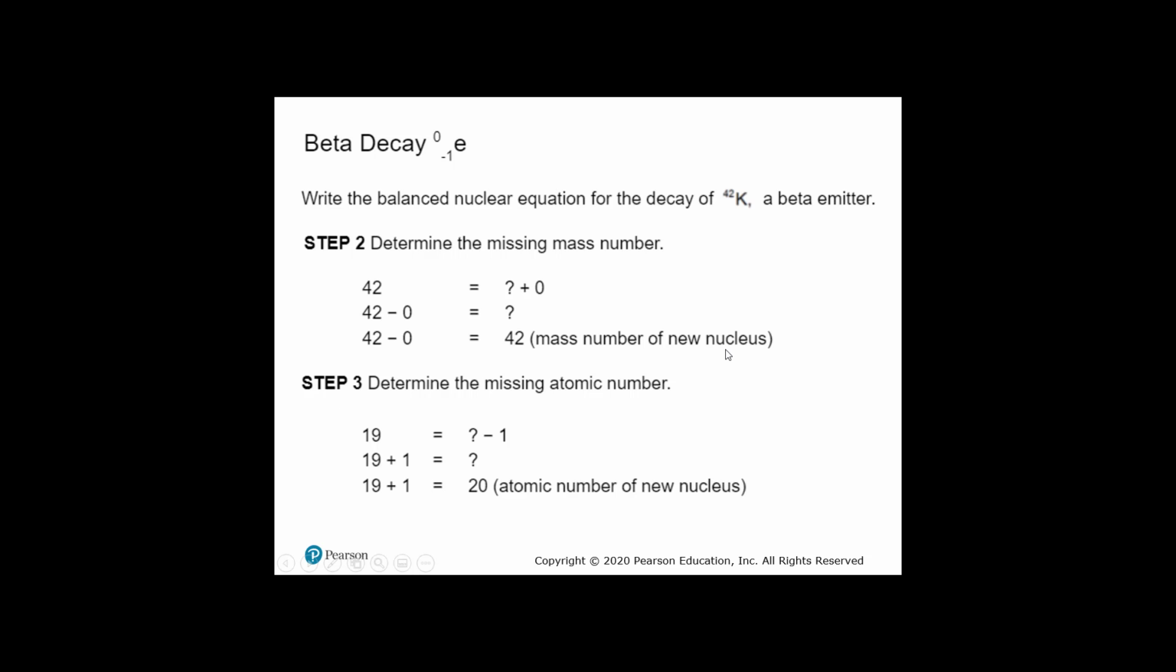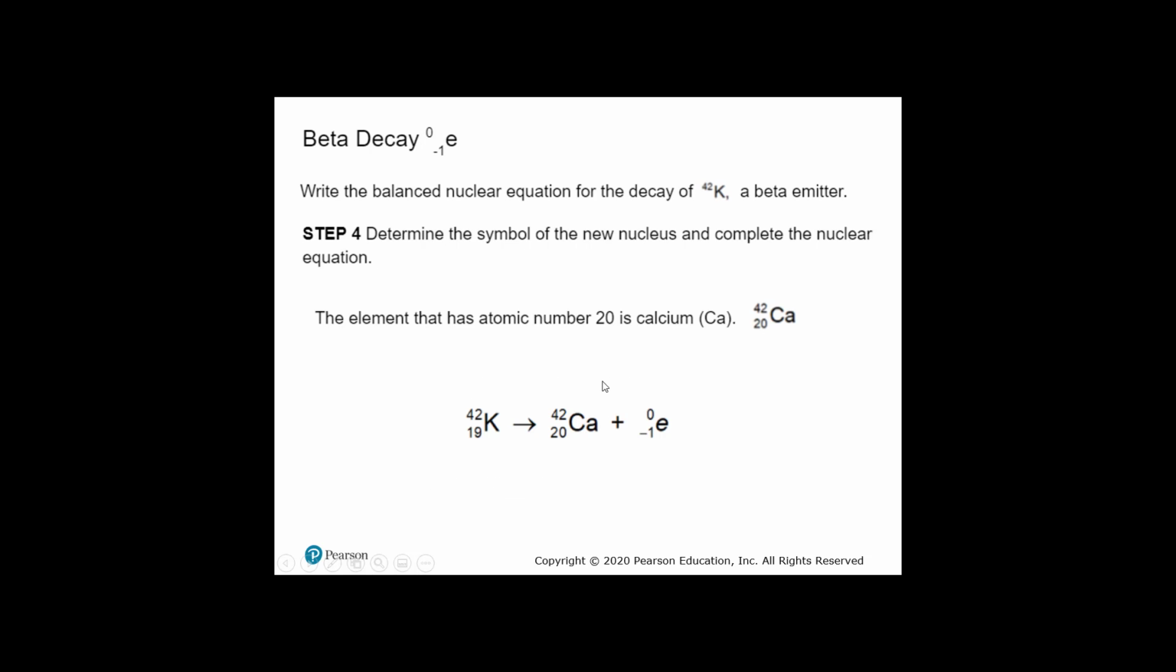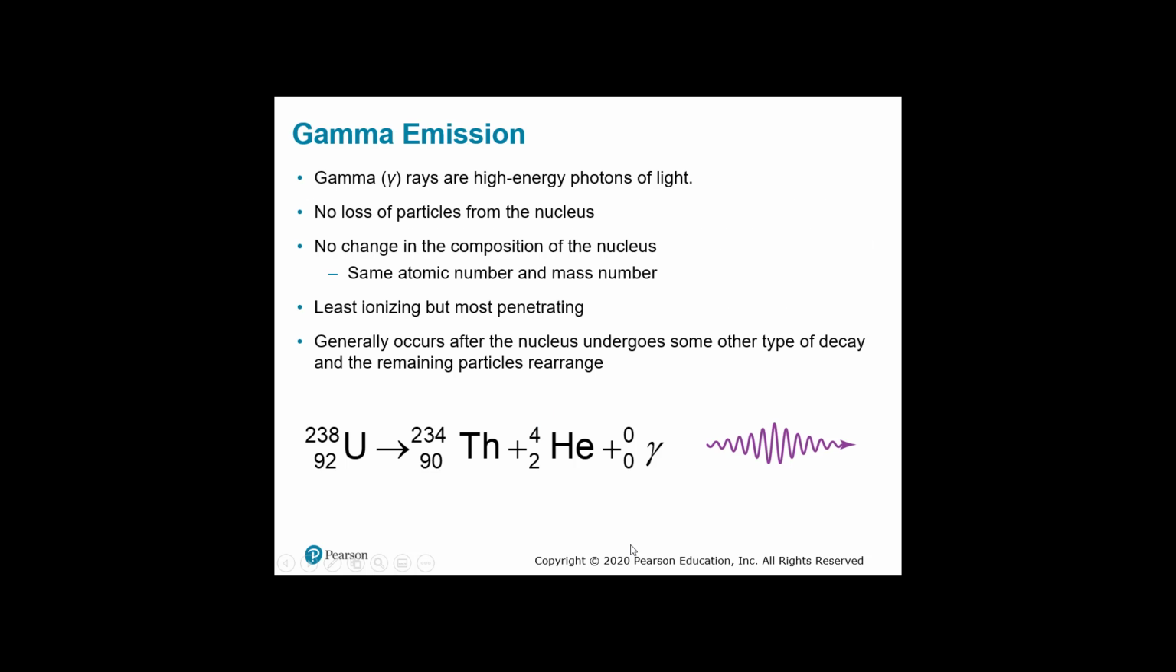So if we solve for this, the mass number is 42. Here, determine the atomic number. If you can see the math, we're solving for the question mark. The atomic number now is 20, which increases by 1, which is exactly what we wanted. And it's calcium-42. We can plug all that in, and that's giving us our balanced equation for this.